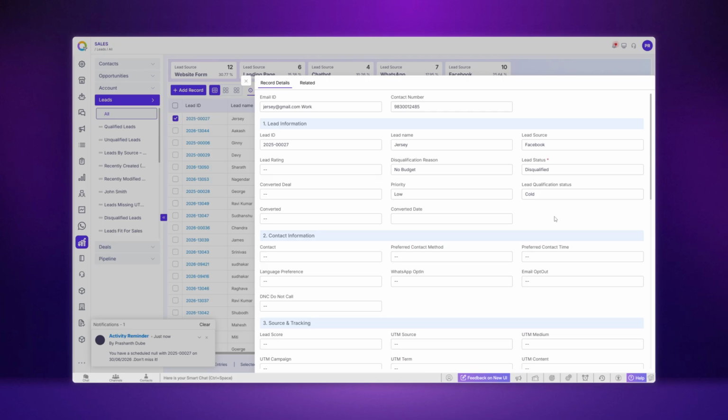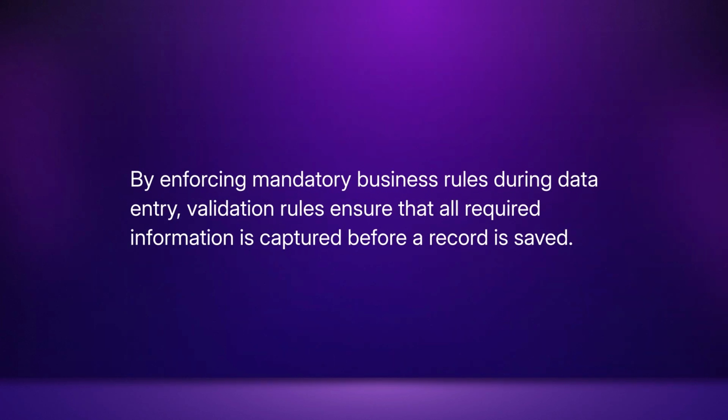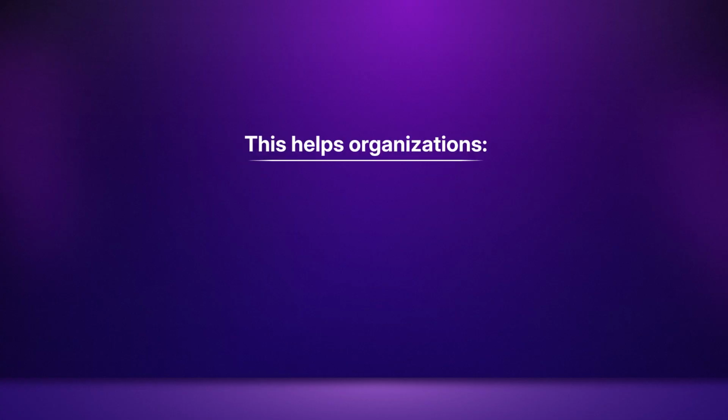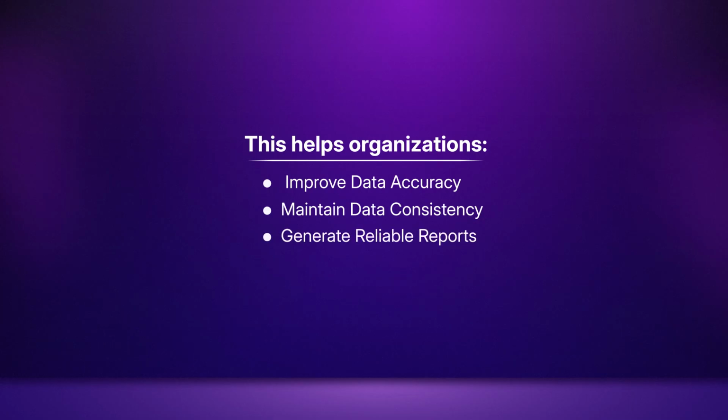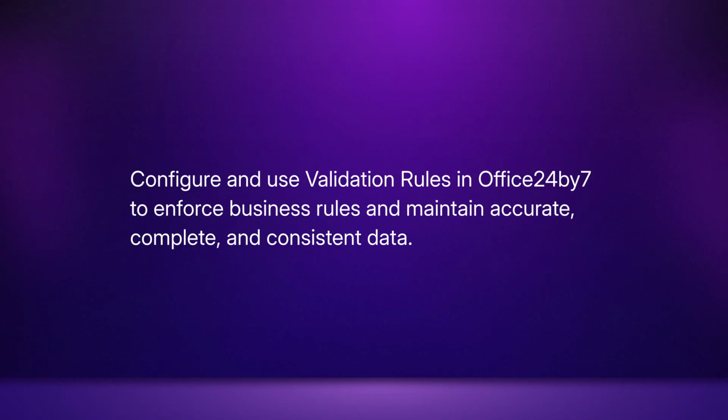Without these validations, users could mark leads as disqualified without specifying a reason, resulting in incomplete and inconsistent data. By enforcing mandatory business rules during data entry, validation rules ensure that all required information is captured before a record is saved. This helps organizations improve data accuracy, maintain consistency across records, generate reliable reports, and make better business decisions using complete information. That's how you can configure and use validation rules in Office 24/7 to enforce business rules and maintain accurate, complete, and consistent data.